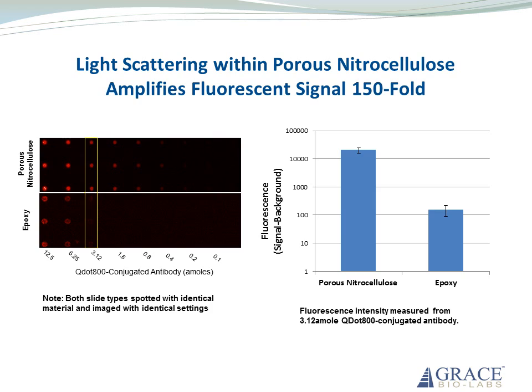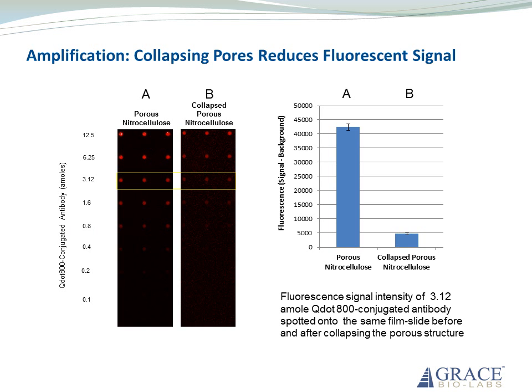We can illustrate the amplification effect by comparing similarly prepared arrays tagged with fluorescent labels on both PNC and epoxy-coated glass. In the case of PNC, the signal strength is much greater, by a factor of 150 compared to the clear film. We can additionally demonstrate the unique ability of PNC to amplify fluorescent signals relative to non-porous film by a simple experiment.